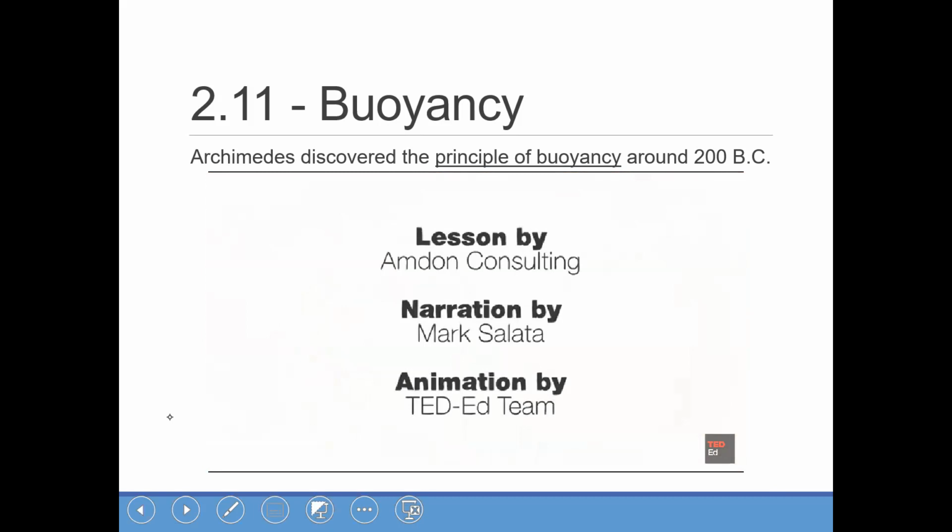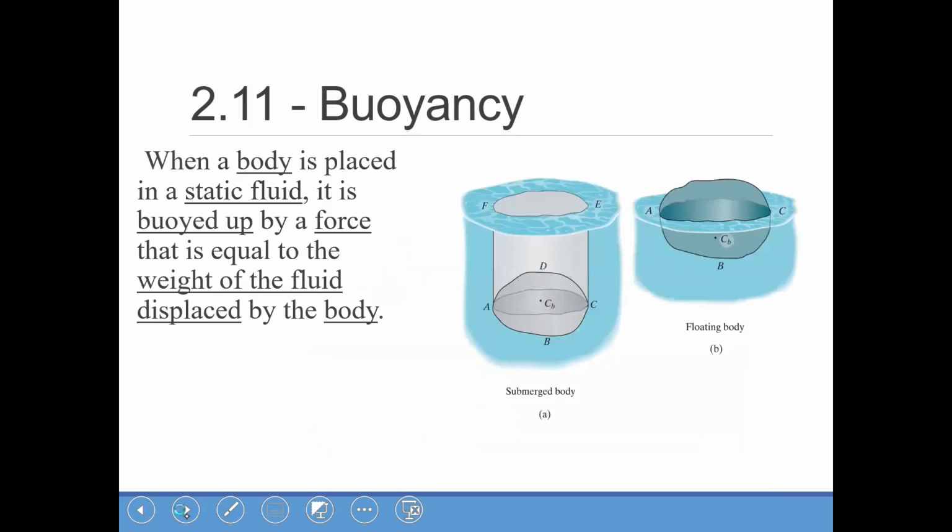Okay, so that was the Archimedes principle: when a body is placed in a static fluid, it is buoyed up by a force that is equal to the weight of the fluid displaced by that body. So there can be two different cases. One can be one where the body is submerged. Another case can be where the body is floating on that fluid.